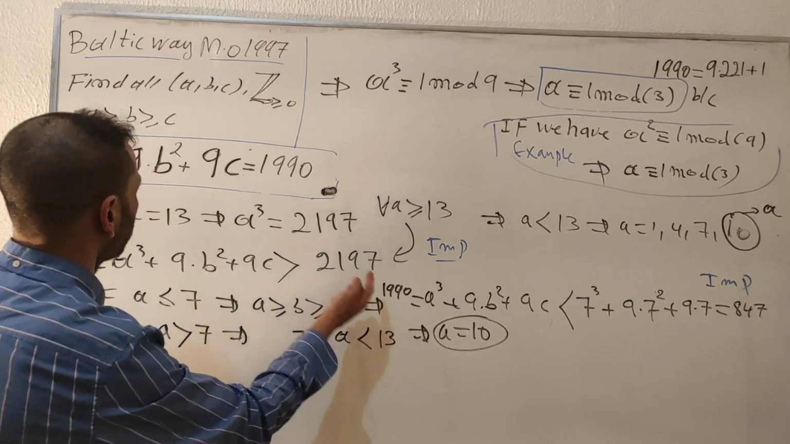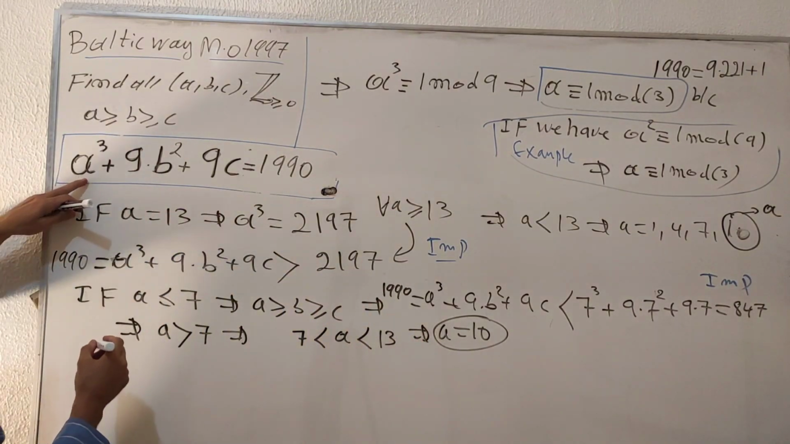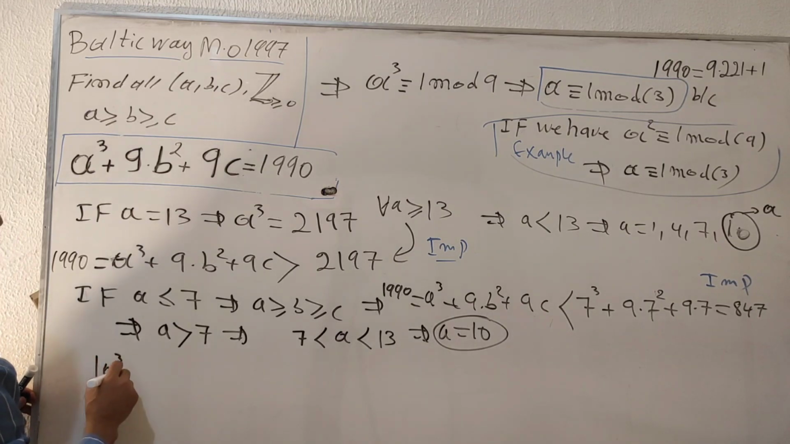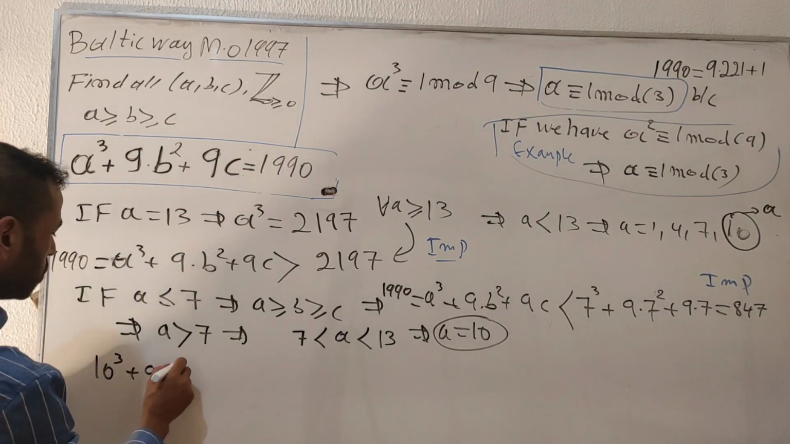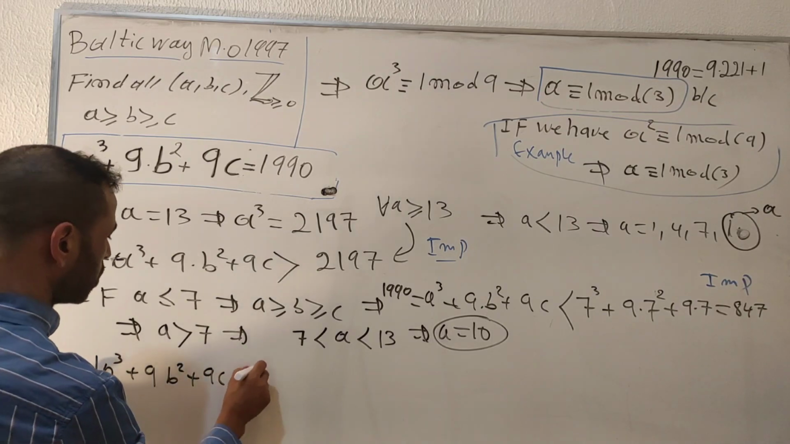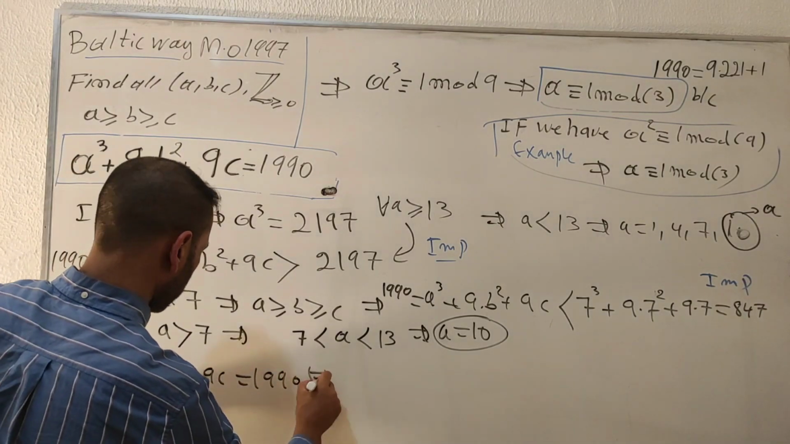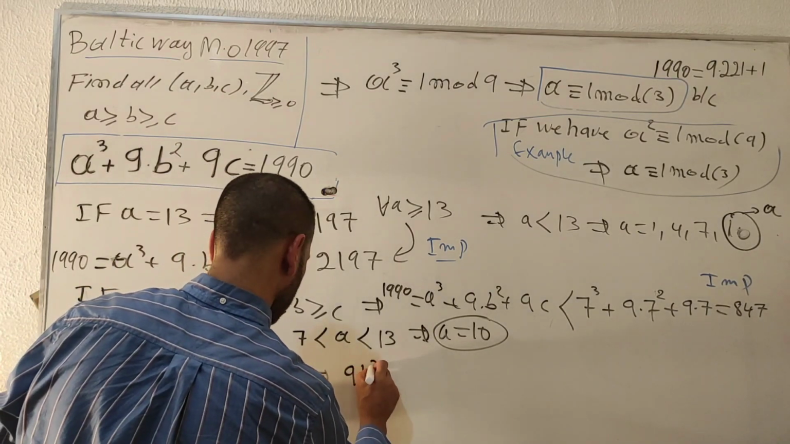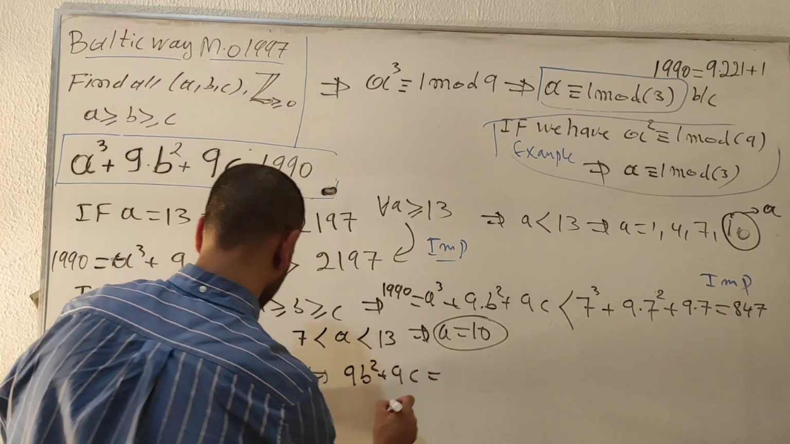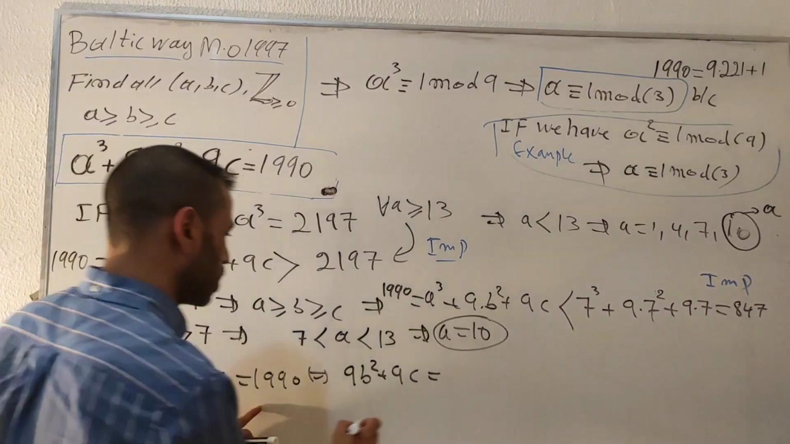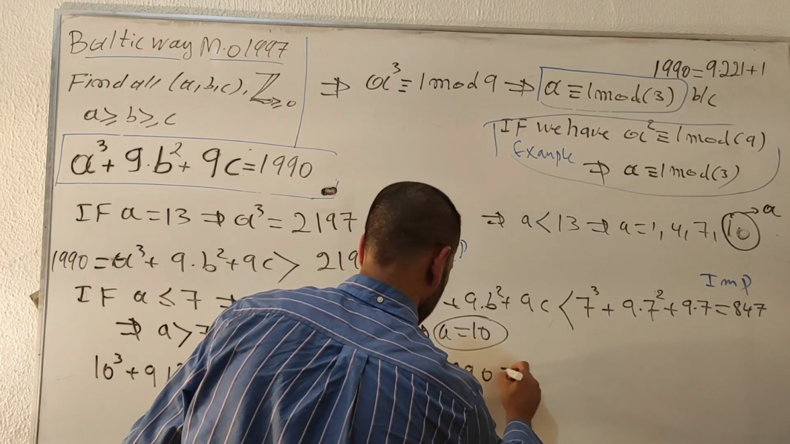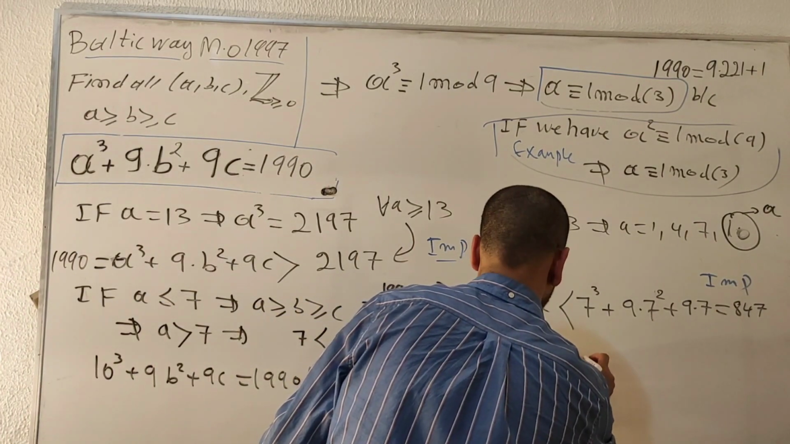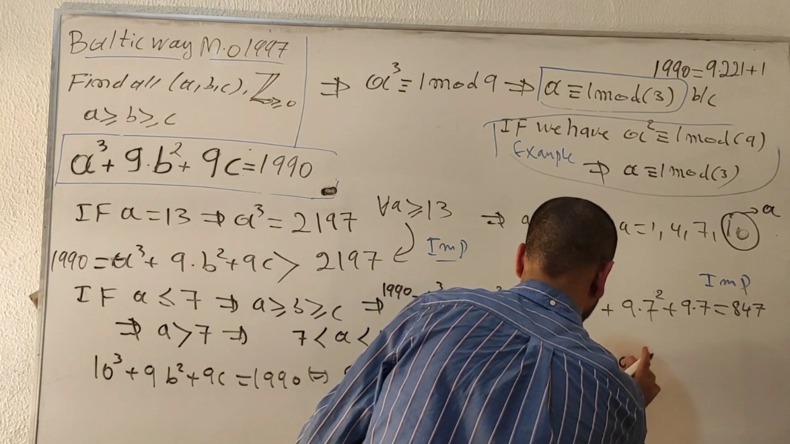Let's take this value of a and replace it here. So I get a cubed, which is 10 cubed, plus 9b squared plus 9c equals 1990. Let's move this 1000 to the right. I get 9b squared plus 9c equals 1990 minus 1000, which gives us 990. Let's divide both sides by 9. I get b squared plus c equals 110.